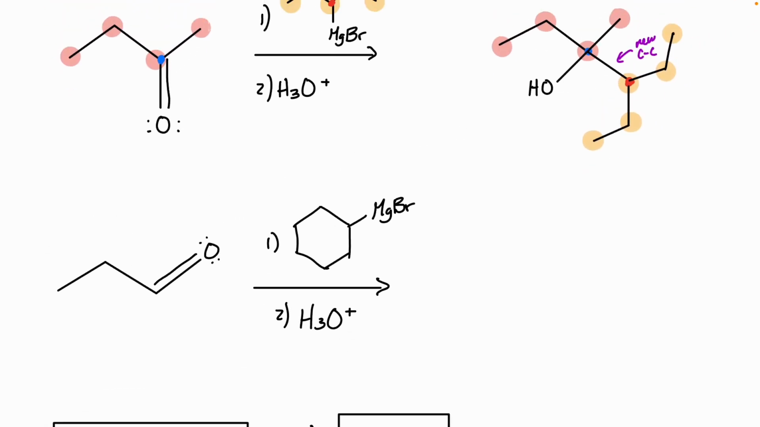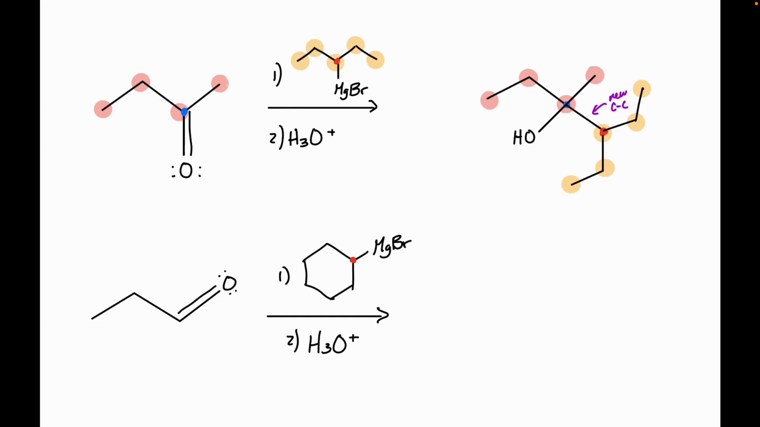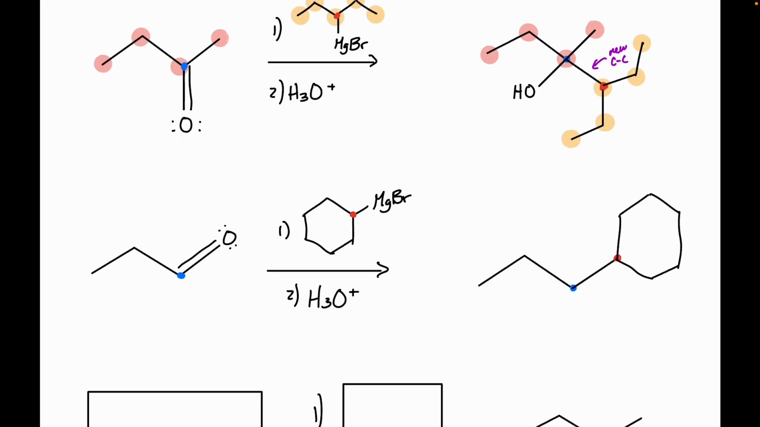All right, so same thing here. My nucleophilic carbon is the one at the base of that magnesium. My electrophilic carbon is that carbonyl carbon there. So if I draw my carbons in, here's the blue one. I'm going to draw my new carbon-carbon bond. So that means this is the red one. All right, and then I have this whole ring structure on here as well. And lastly, what was formerly a carbonyl oxygen is now an alcohol oxygen.